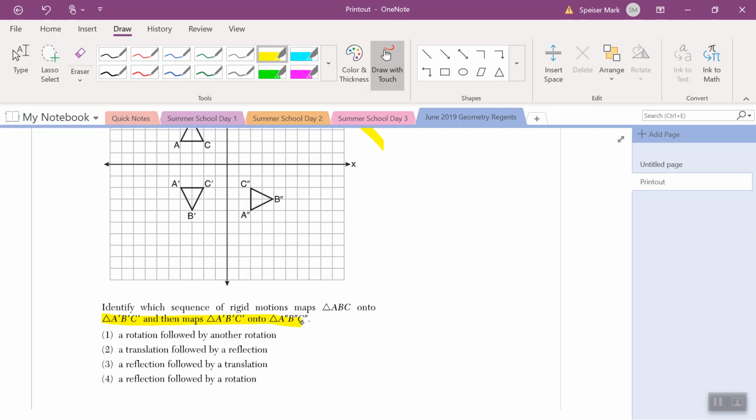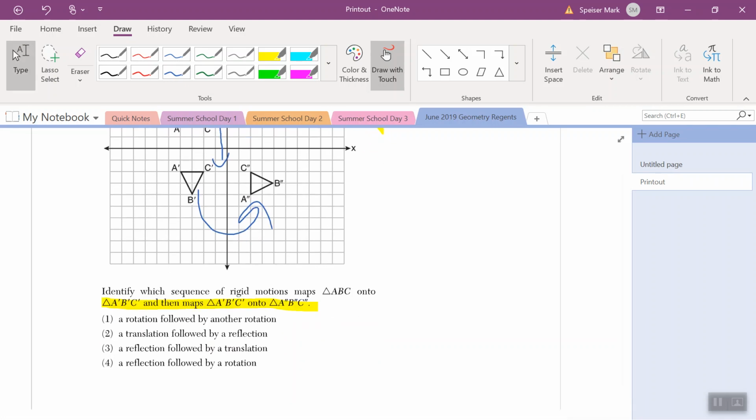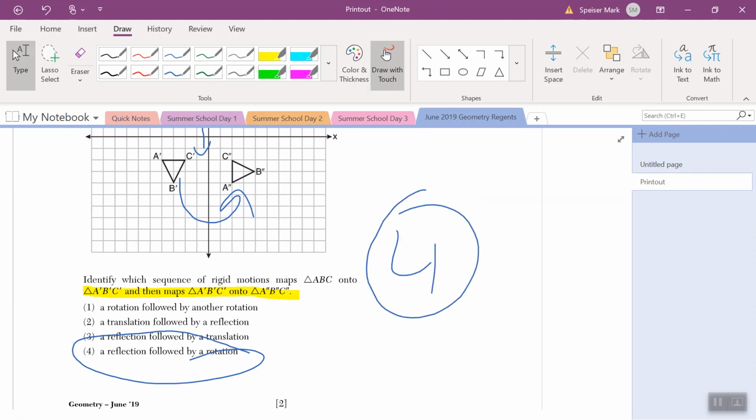Okay, so we look carefully at this diagram. We're doing a reflection followed by a 90-degree rotation, which is choice number 4. On to question number 2.